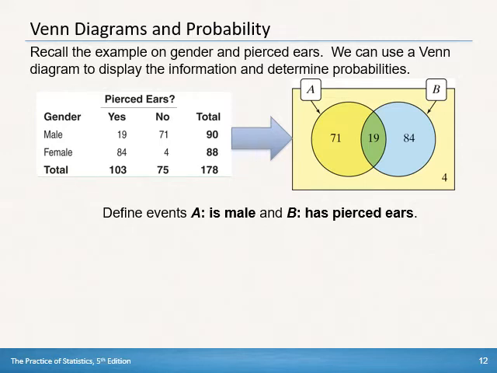And then the 4 outside means you're not male and you do not have pierced ears. So it's the non-males not having pierced ears. Okay. Oh, I'm sorry, having not pierced ears.